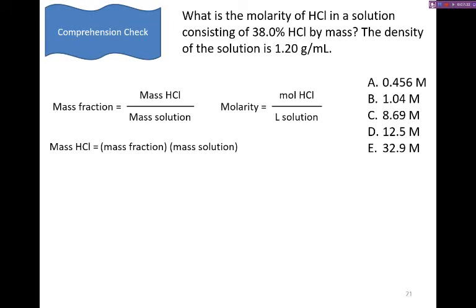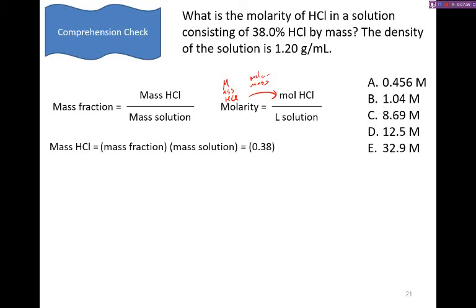We can find the mass of hydrochloric acid by multiplying the mass fraction times the mass of solution. The reason we'd want to do that is because in the end, we need to know the molarity of HCl. And by using the molar mass, we can take the mass of HCl and calculate that.